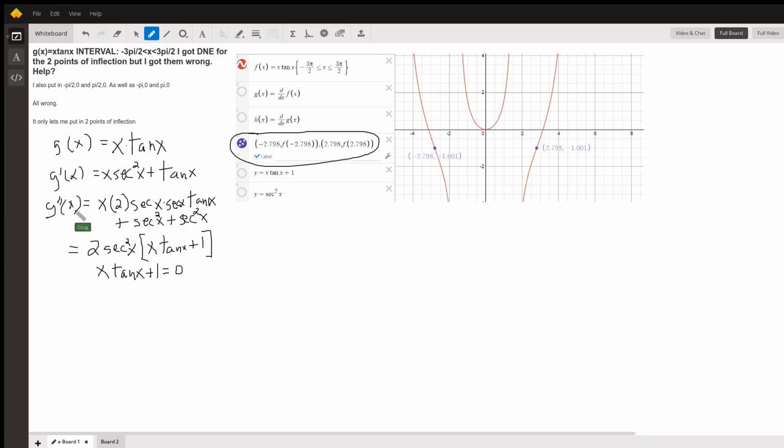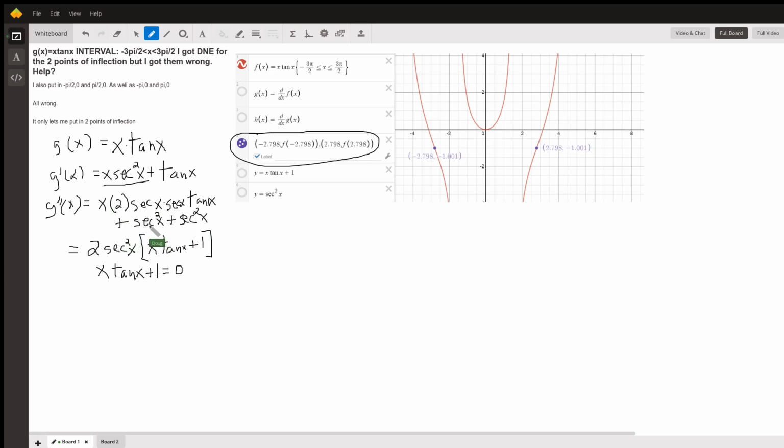Then g double prime equals, I've got to use the product rule for that first term. First, x times the derivative of the second, using the power rule, and the derivative of secant is secant tangent, and the derivative of tangent, then the second function, secant squared, times the derivative of the first, plus the derivative of tangent is secant squared.